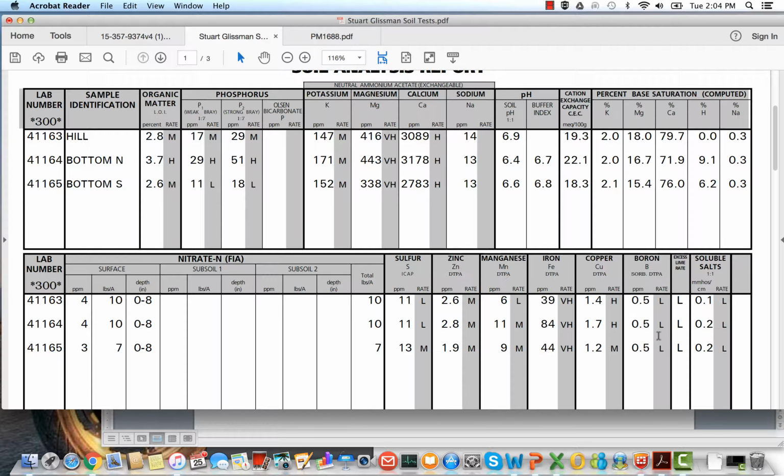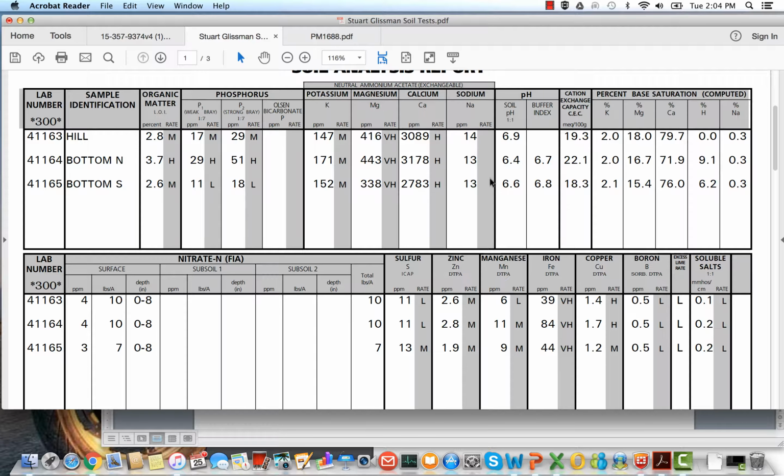And a big number to be paying attention to, since we are looking at applying manure, is over here, the soluble salts number. So we've got a 0.1 and 2.2s. Those are very low numbers, so the electrical conductivity or the soluble salts that we're looking at there are very low. Also, these sodium numbers, 14 and 13 parts per million, those are very low as well. So there are no salinity or sodium issues on this soil, on this field.